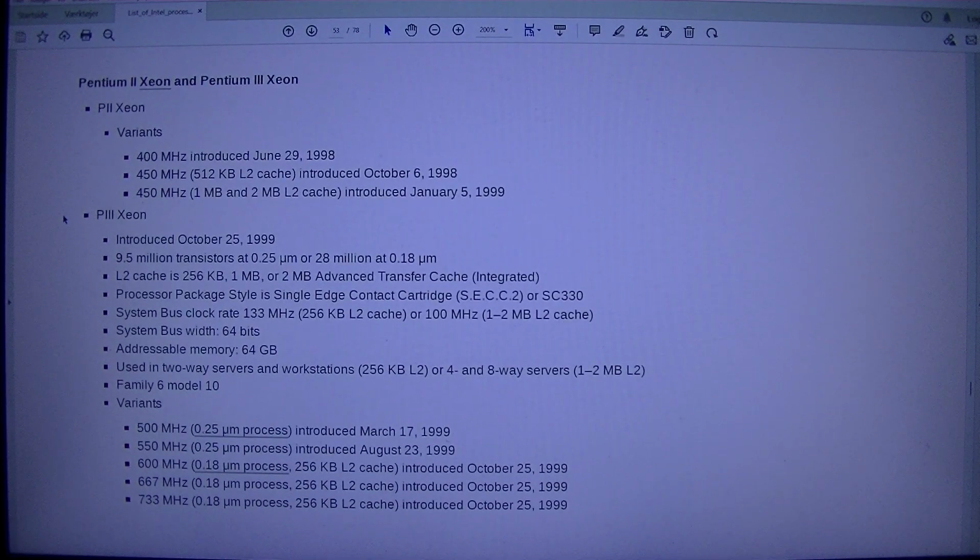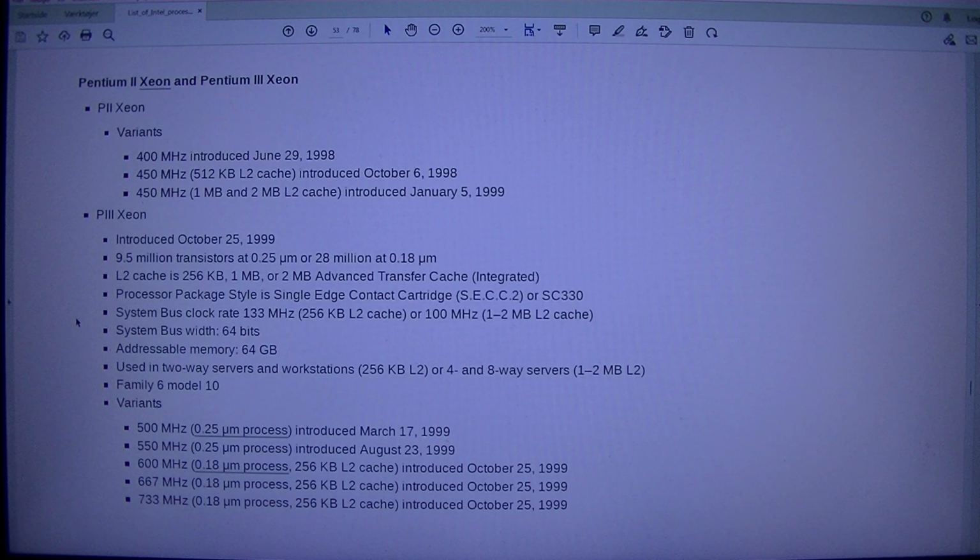9.5 million transistors at 0.25 micrometer or 28 million at 0.18 micrometer. L2 cache is 256 kilobytes, 1 megabyte, or 2 megabytes advanced transfer cache, integrated. Processor package style is single-edge contact cartridge, S.E.C.C.2, or SC330. System bus clock rate 133 MHz, 256 kilobytes L2 cache, or 100 MHz, 1 or 2 megabytes L2 cache.